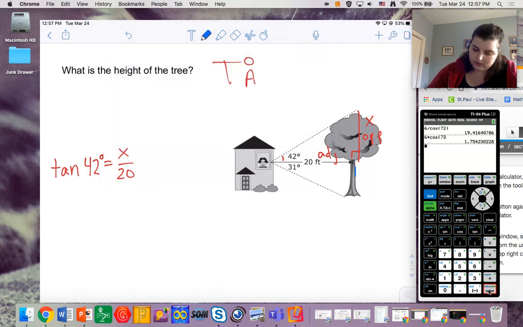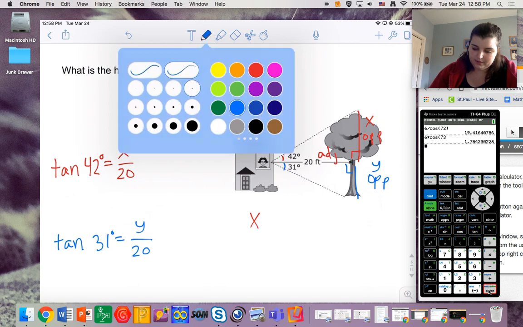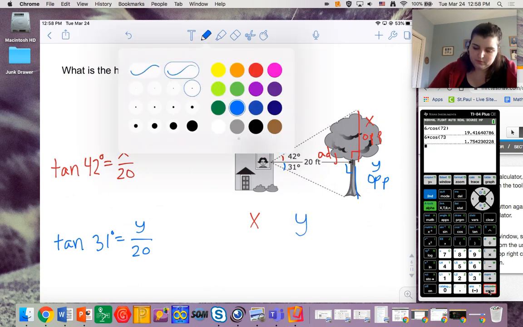So here, now I've got this right triangle. And in this case, this is also adjacent and this is also opposite. So we've got tangent again. Tangent of 31 degrees equals opposite y over adjacent 20. Okay, so then in the end, what I'm going to do is add x plus y together to get my answer.